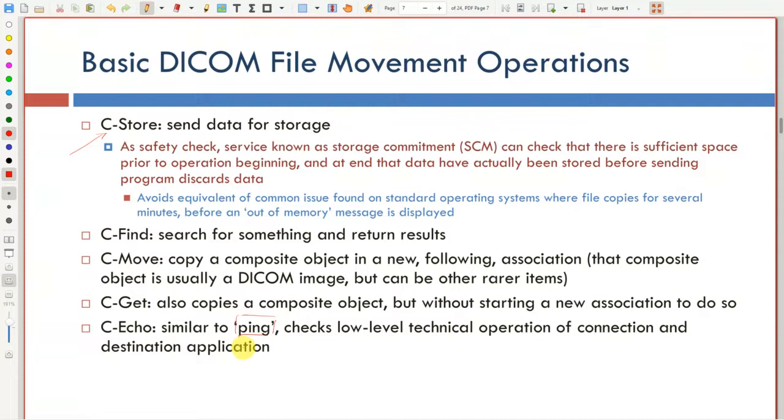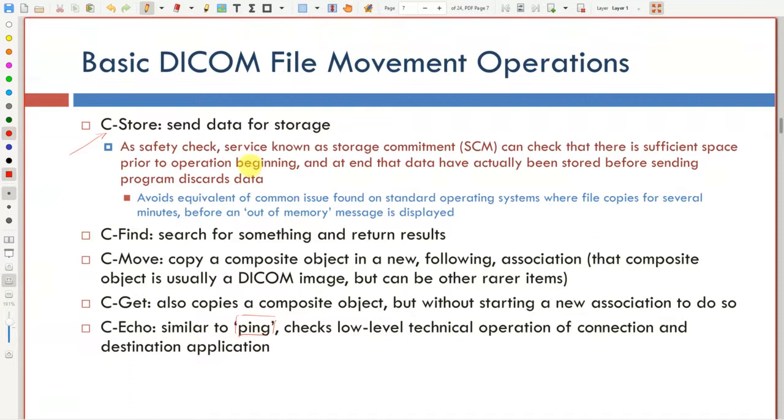You're just checking that the connectivity is there, making sure that you can communicate with that system. If you send a C echo, you would receive a response, just like with ping, where you get a message that assures you that you are in good contact with that other system.